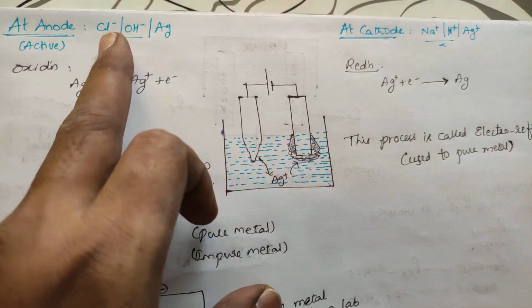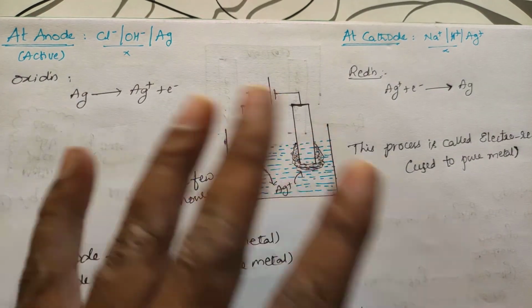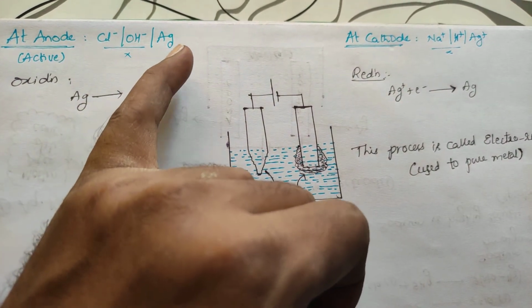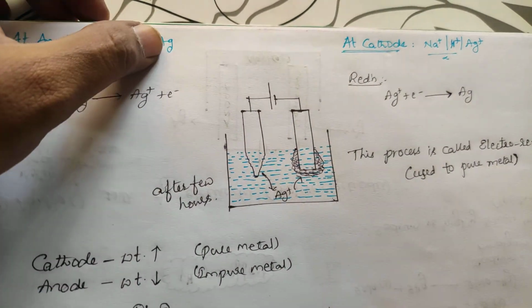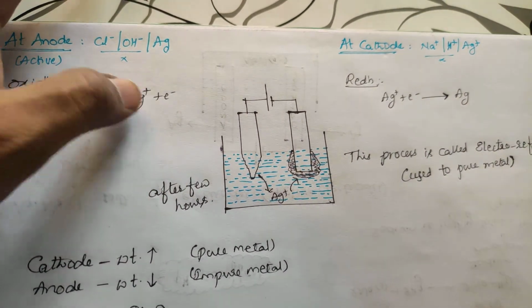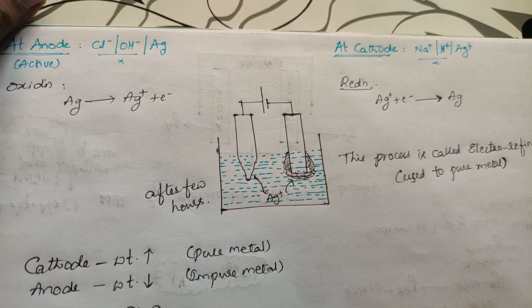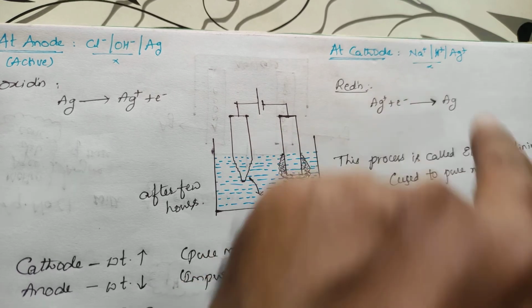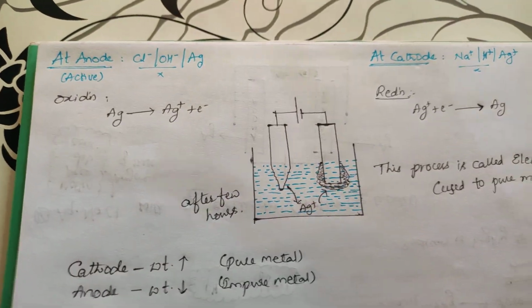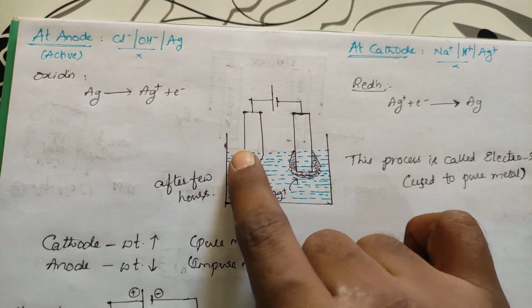So among these three, chloride as well as hydroxide will not be involved, because at the anode, if there is presence of Ag, this will be the most reactive. So these two will not be involved in the reaction, Ag will be involved in the reaction. Ag undergoes Ag plus e minus. Even though it is the cathode, you will be getting cations like Na plus, H plus, where Ag plus also will be present, because we are taking both electrodes as Ag only.